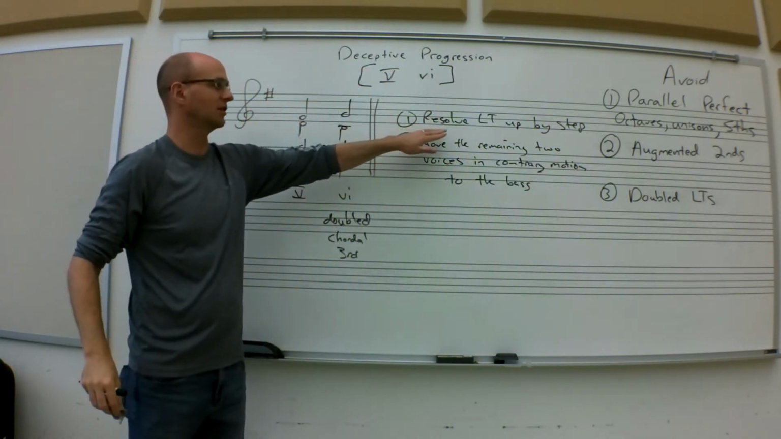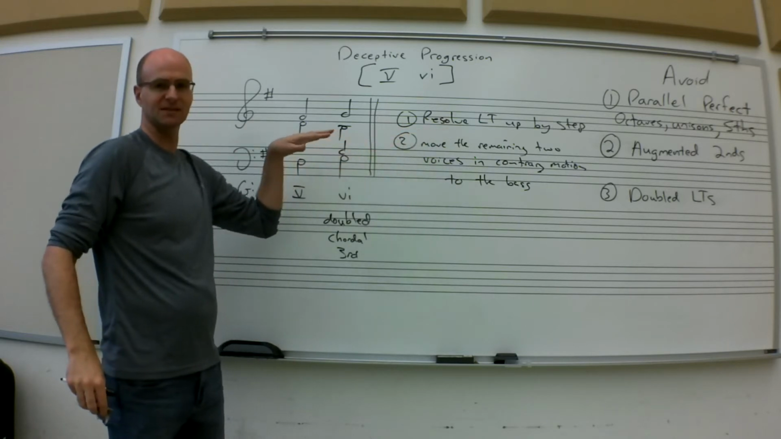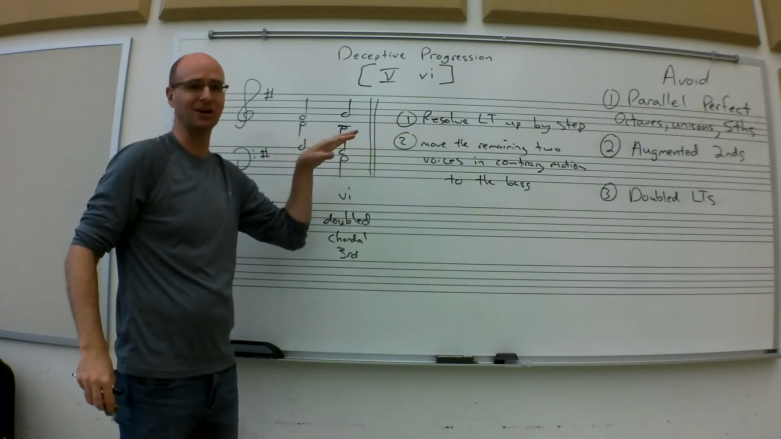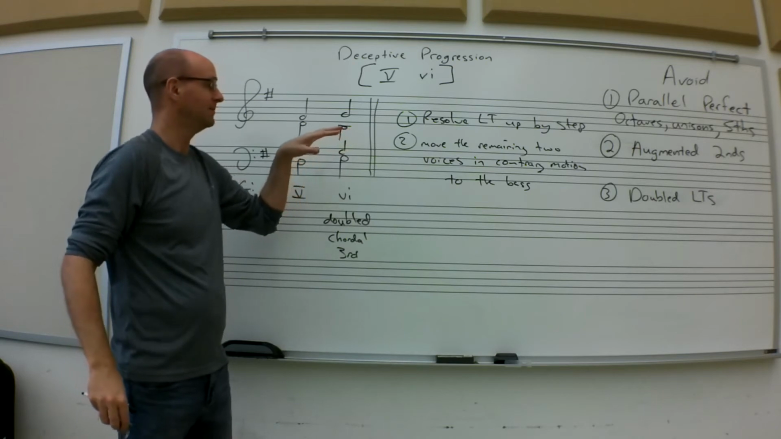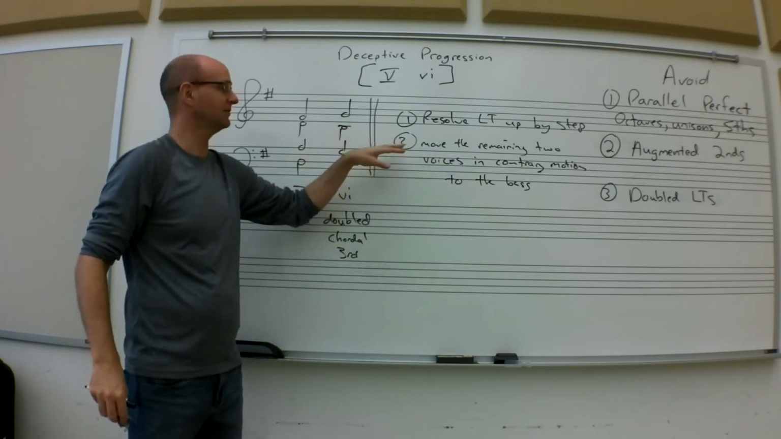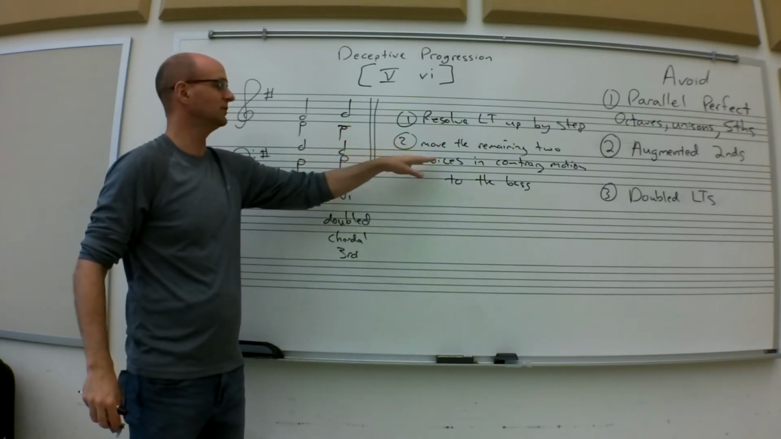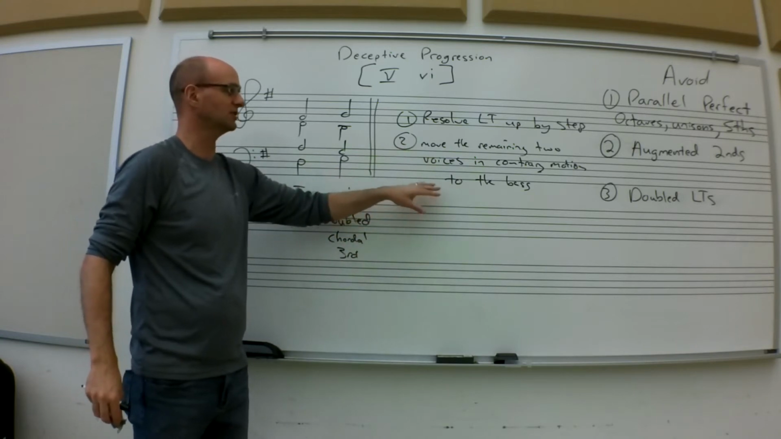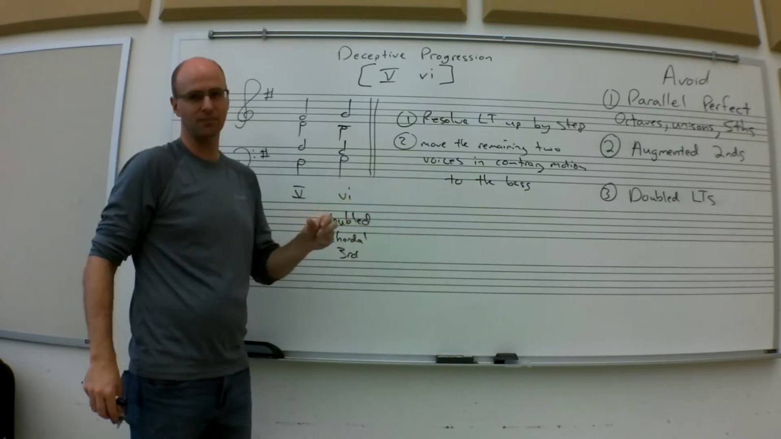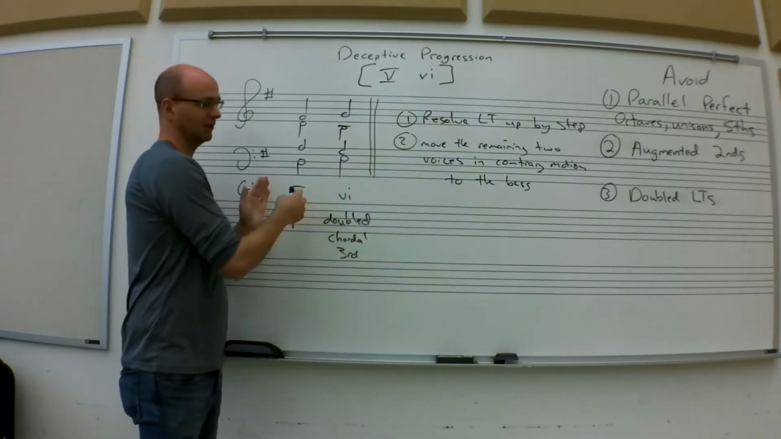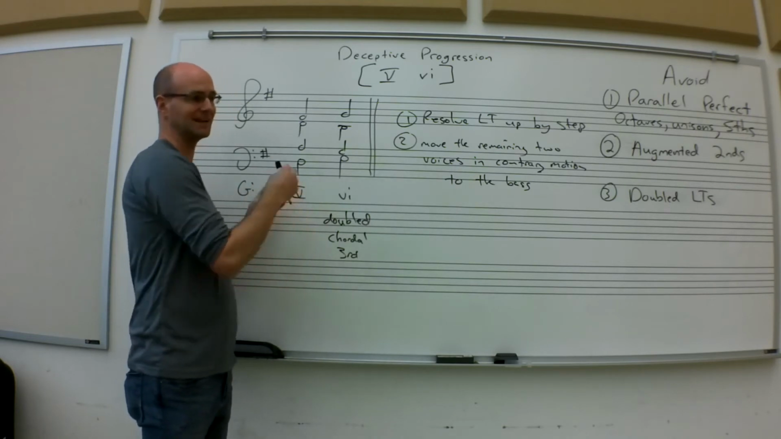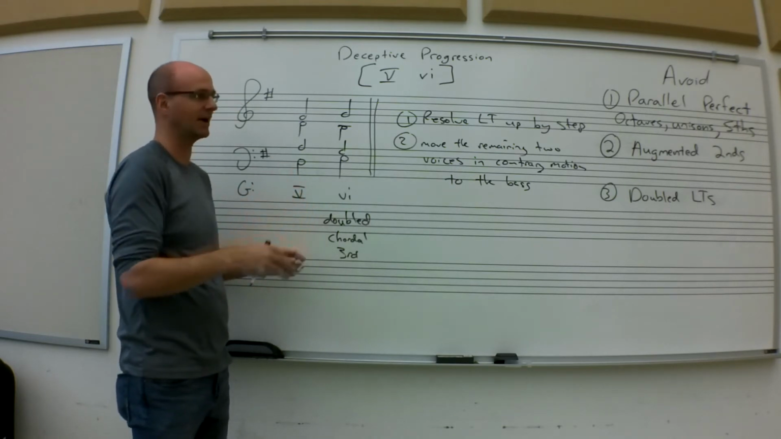First, resolve the leading tone up by step. Doesn't matter if it's in the soprano, alto, or tenor, even though that's a lie. Just do it, okay? Resolve the leading tone up by step, then move the remaining two voices in contrary motion to the bass. That will result in the proper voice leading for this particular idiom every time when it's in isolation like this, when there's no surrounding context.